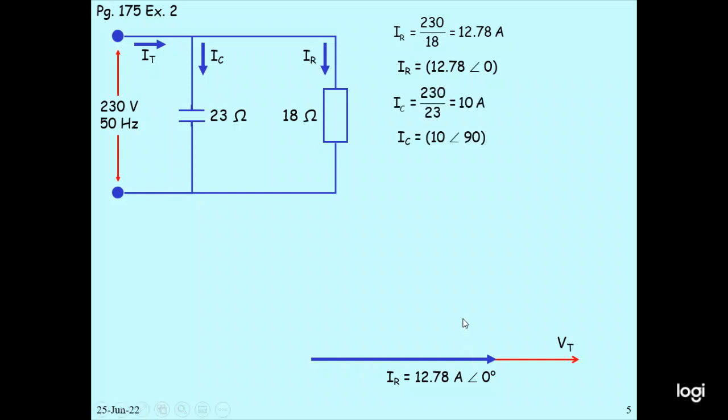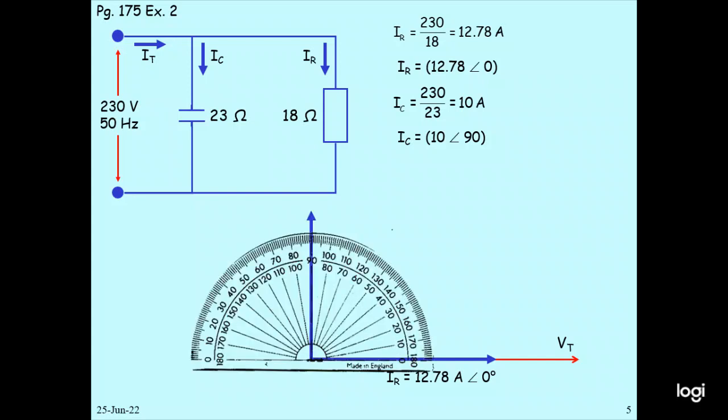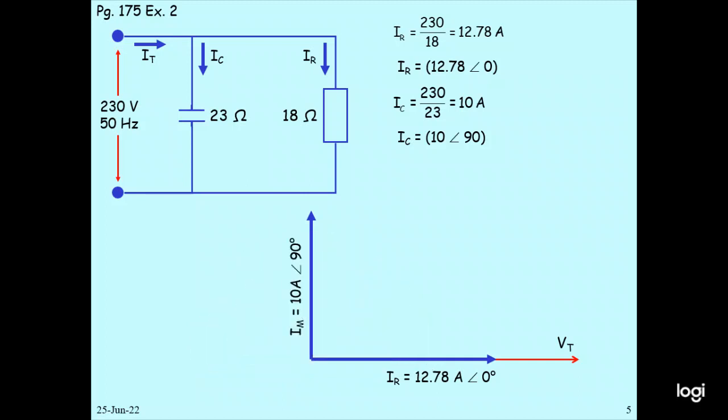IC, 230 by 23 is 10 ampere. So IC is 10 angle 90 degree. So IR is 12.78 angle 0, IC is 10 angle 90. So 10 angle 90, you can draw it like this. So then you have to make the combination.